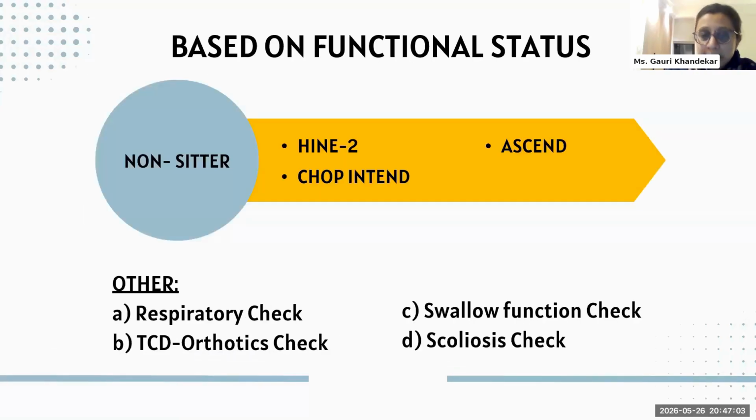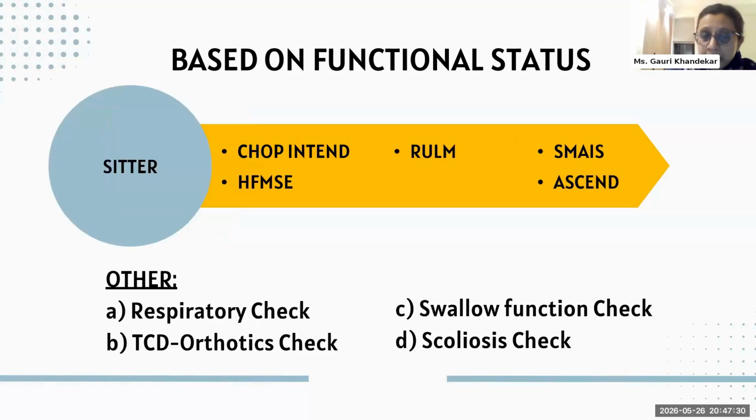So based on the functional status, these are the tests we use. For non-sitters, it is CHOP INTEND and ASCEND. We will be seeing it is a caregiver questionnaire. ASCEND, we will come to it. The others are respiratory check and swallow function check, because non-sitter means essentially SMA type 1. So we will have to see the respiratory, swallowing, orthotic check, and scoliosis check.